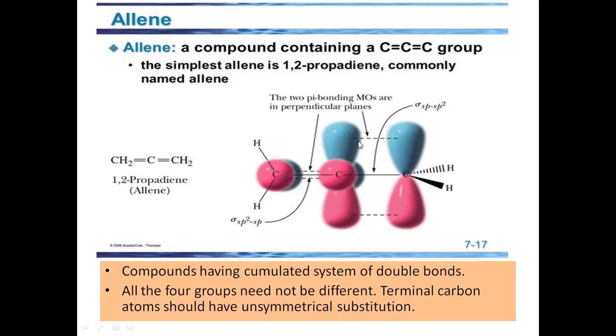There is a lateral overlap of these orbitals, which makes a pi bond. So in allenes, the center carbon is sp hybridized, and the 2 terminal carbon atoms are sp2 hybridized.